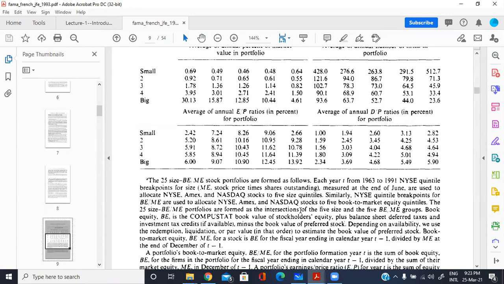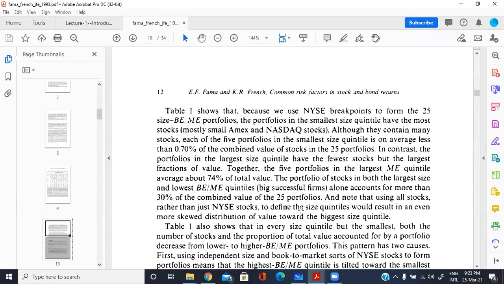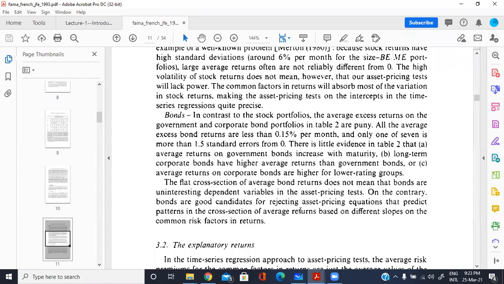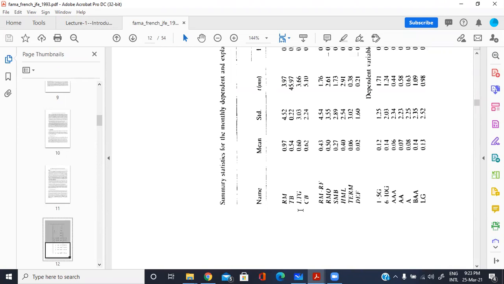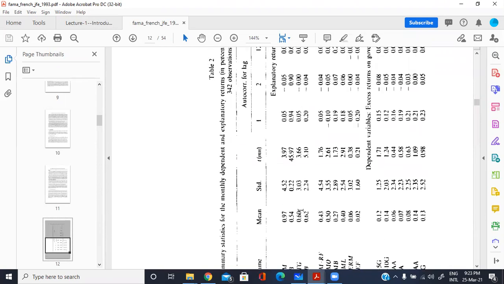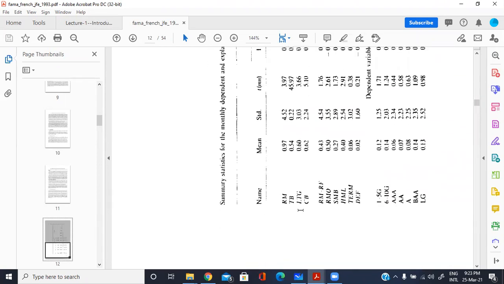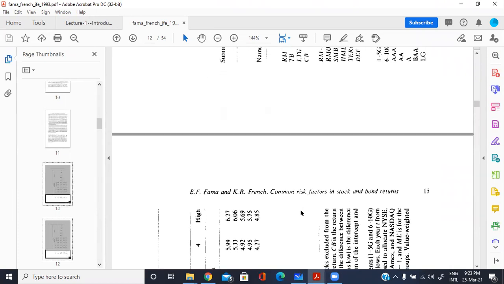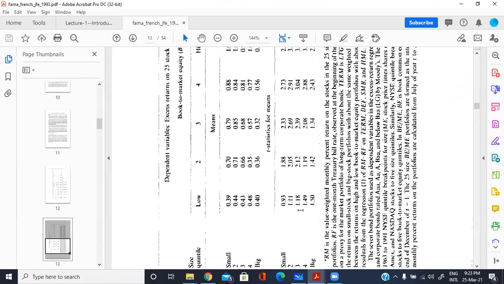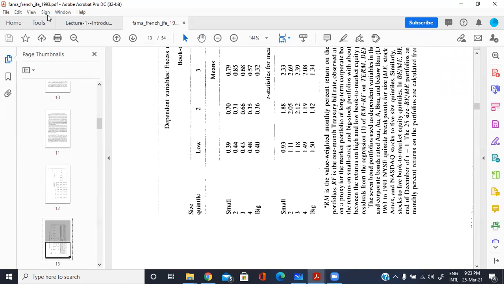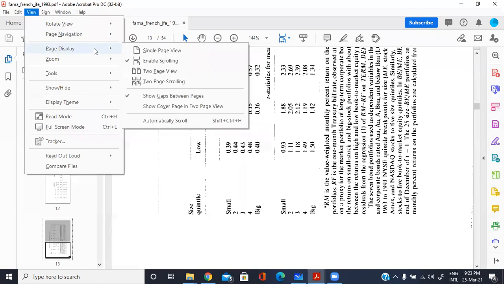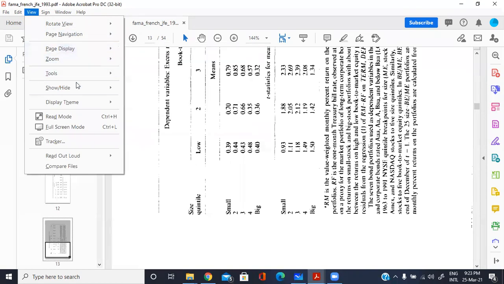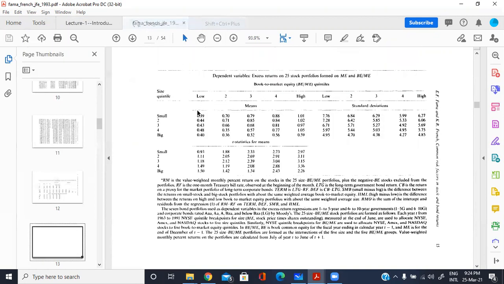They have grouped the companies into 5 groups, not 5 deciles. When it is 5 groups, it is not decile, it is quintile. And when it is 4 groups, we say it is quartile. First quartile, second quartile, third quartile. Okay.